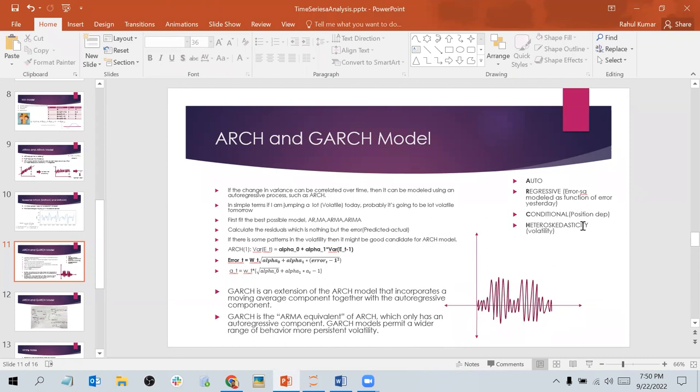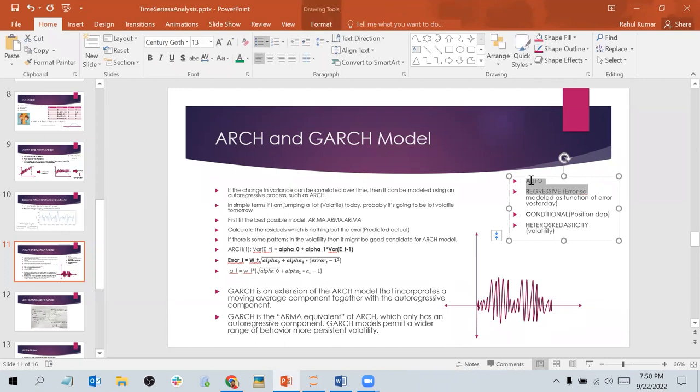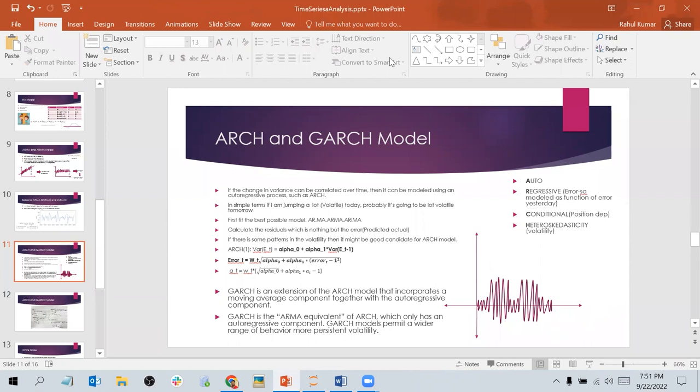Let's talk about what ARCH actually is. First is autoregressive, because the error term that you are trying to model is based on the previous instances. You are taking the error that has happened today and modeling it on the previous values only, so this is autoregressive. Why is this conditional? Because you check the volatility today based on the previous values only. Let's say this is January to March, this is April to June, and this is July. July's volatility is very conditional, as it is going to repeat after a certain period of time. That's why this is conditional; it is very much position dependent. Heteroskedasticity is nothing but the volatility that we're trying to capture.